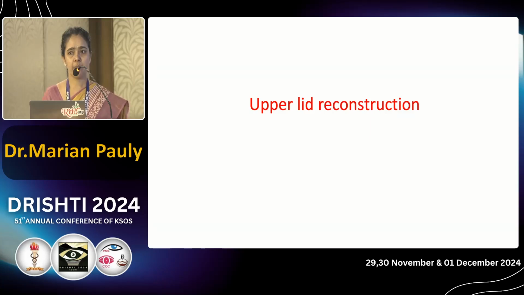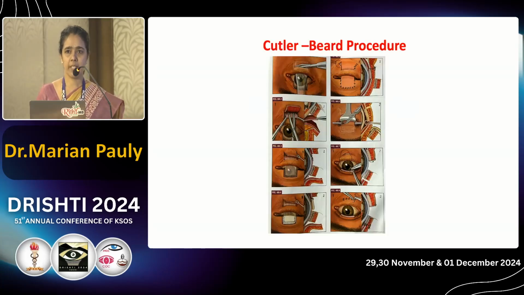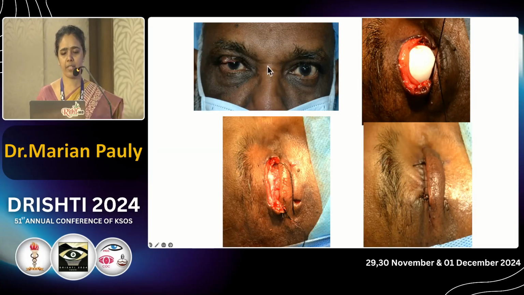So now coming to upper lid reconstruction, when the defect is more than 50%. So this is the defect. You can see more than half of the lid is not there. The good advantage is that the canthus is intact, so you need to reconstruct only the lid.